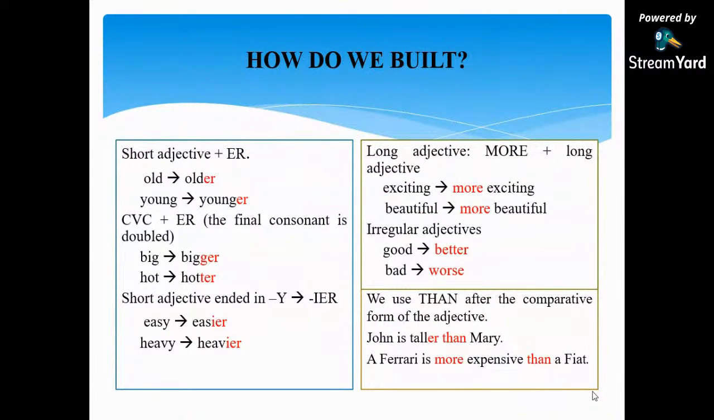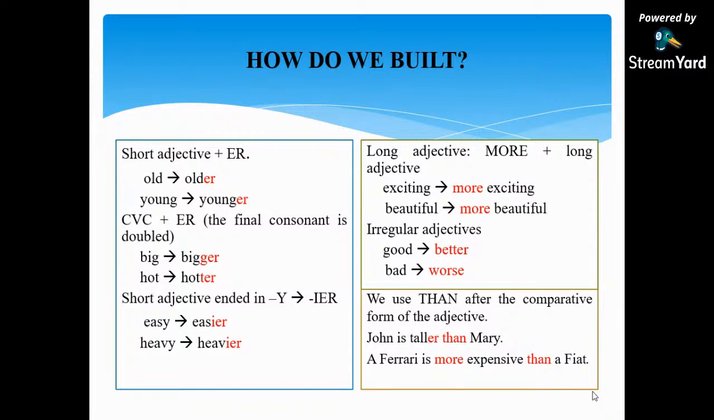We already know that we have two different types of adjectives at the moment of doing comparisons. Those will be the short and the long adjectives. We're going to see what rules work with each one of them. For example, with short adjectives, we tend to use the -er ending. For example, in short adjectives such as old and young, old turns to older. Young turns to younger.